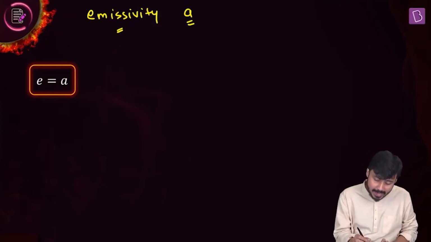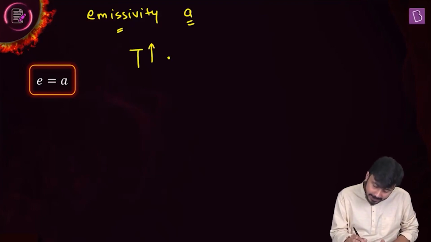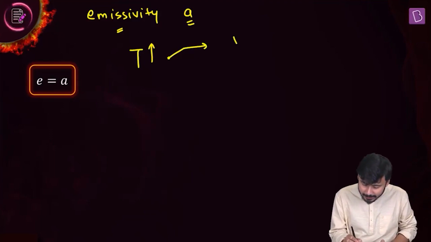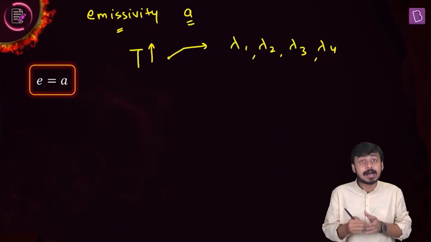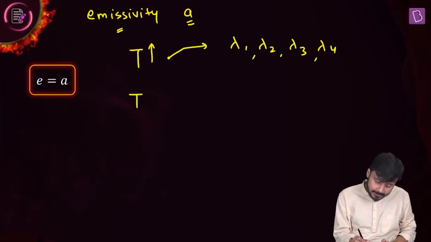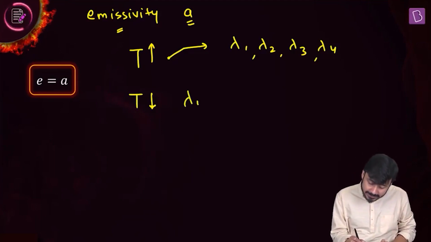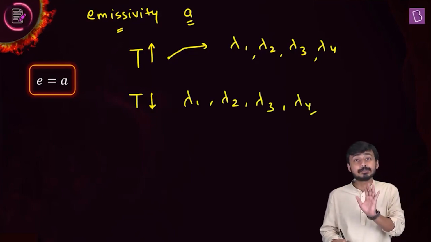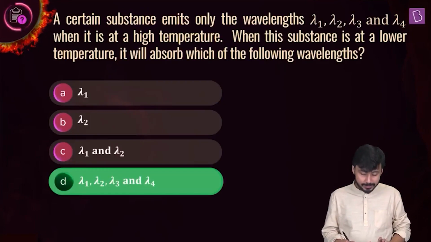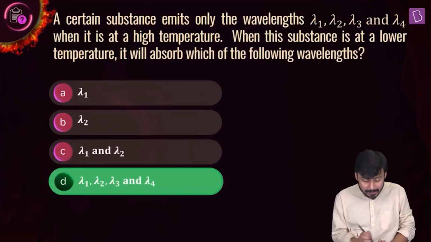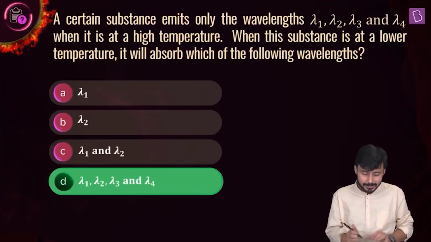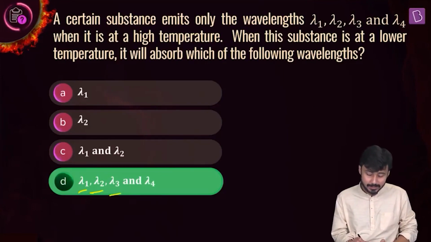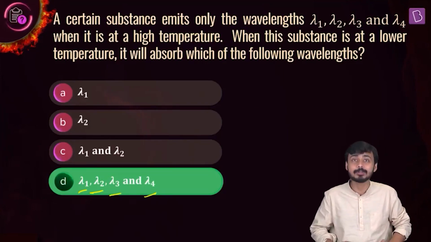So if a body at a higher temperature emits certain wavelengths, let's say lambda 1, lambda 2, lambda 3 and lambda 4, then if the temperature of the body is low, it will absorb the same wavelength range, lambda 1, lambda 2, lambda 3 and lambda 4. So the answer to this problem will be option D, that is, it will absorb all the wavelengths which it was emitting at the higher temperature. So option D will be the correct option in this case.